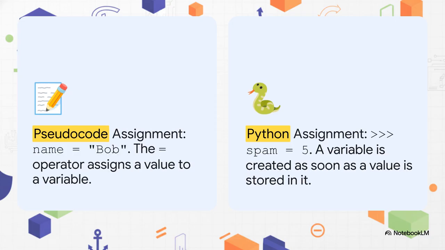And here we see assignment happening. Notice how both of them use the equal sign? Now this is super important. That equal sign isn't asking a question, it's giving a command. It's saying, hey computer, take the thing on the right and stuff it into the box labeled on the left. So the variable name gets the value Bob, and the variable spam gets the number 5.